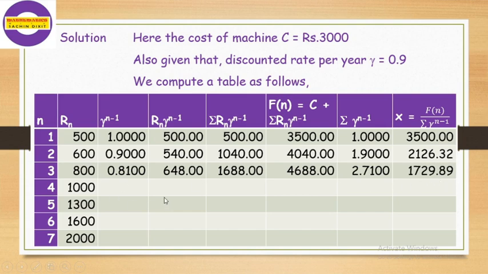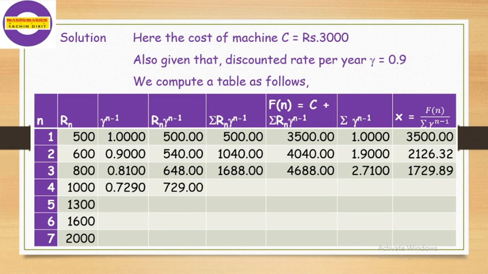So we come to the fourth year. In the fourth year, the maintenance cost, or running cost, is 1000. To find gamma raised to n minus 1 in the fourth year, here n equals 4, so 4 minus 1 equals 3. Gamma is 0.9, therefore 0.9 raised to 3. The value of 0.9 raised to 3 is 0.7290. Now we multiply it by 1000, so we get 729.